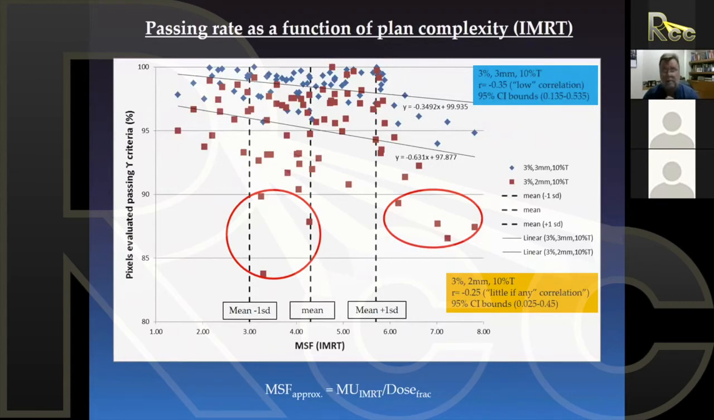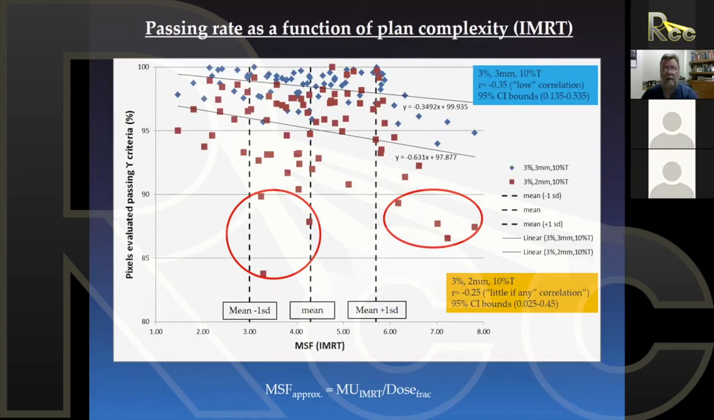So the more complex intensity map will naturally result in more complex plans and more monitor units, if you will. This is very important for us for many reasons. Some have advocated that this will result in lower passing rates. We need to worry about efficiency, time on the table. We need to worry about shielding. These are all different things that we know will have to be evaluated.